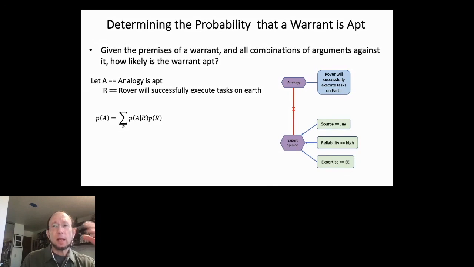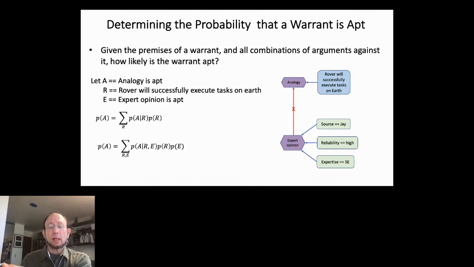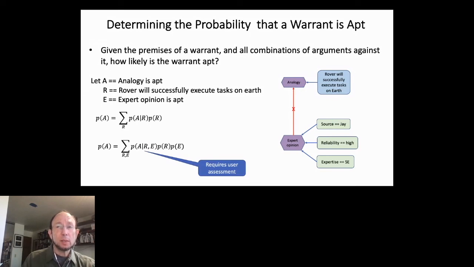If I add, in this case, a counter argument from expert opinion, now what I do is I just increase that sum. So now I'm concerned: does this analogy hold if the rover will successfully execute tasks on Earth and I have an expert opinion as a counter argument, or if I have no expert counter argument, but I still have the rover will successfully execute tasks on Earth, and all the other combinations. So the point is that I'm making that sum, and it requires a certain amount of user assessment to be able to do that. There are a variety of simplifying assumptions that we can access, but that is the game, that is the name of the dance that we're asking people to go through here.